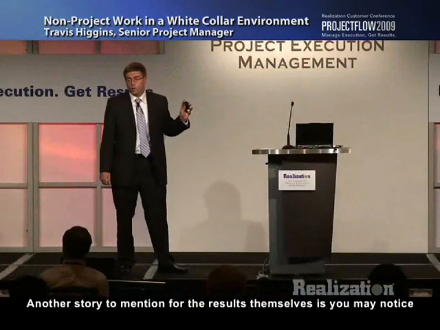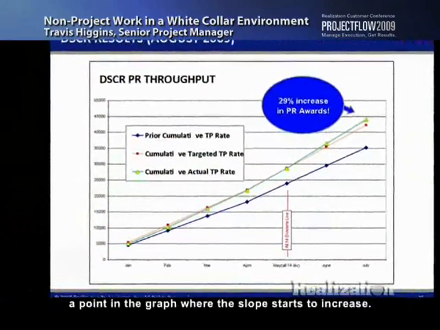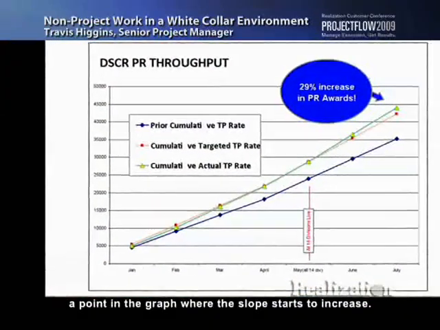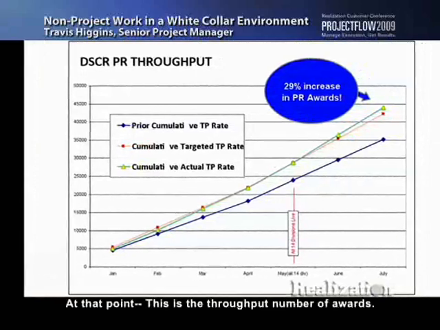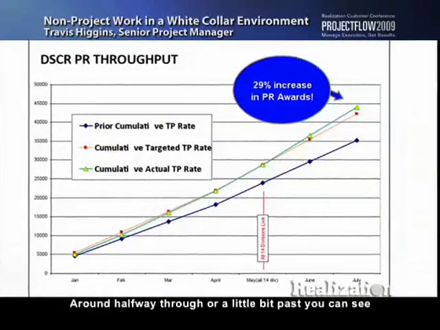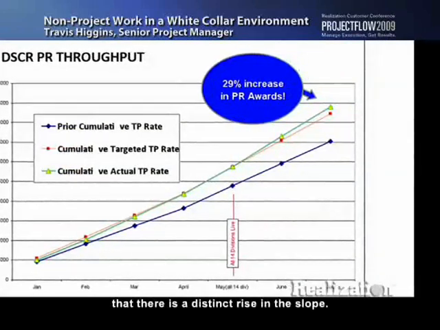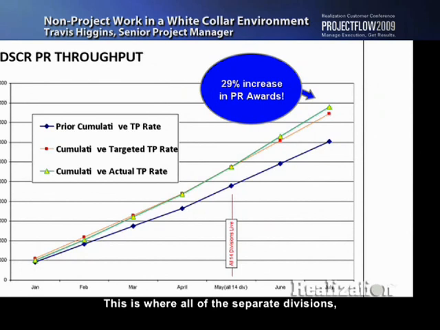Another story to mention for the results themselves is you may notice a point in the graph where the slope starts to increase. This is the throughput number of awards. Around halfway through, or a little bit past, you can see that there is a distinct rise in the slope. This is where all of the separate divisions, the 14 different divisions that they have, were online with applying the 3 rules. And you can see there that the throughput had a noticeable increase at that point.